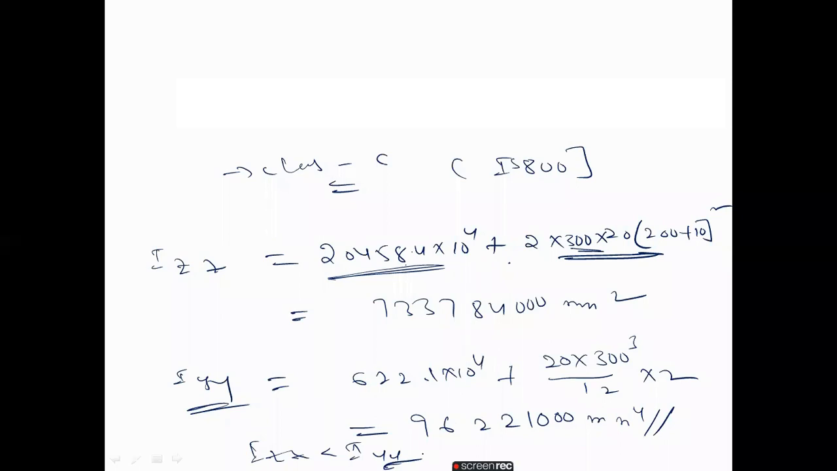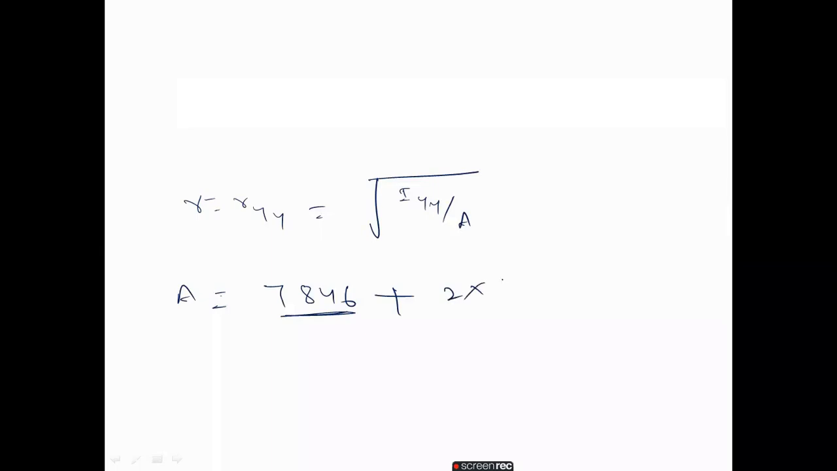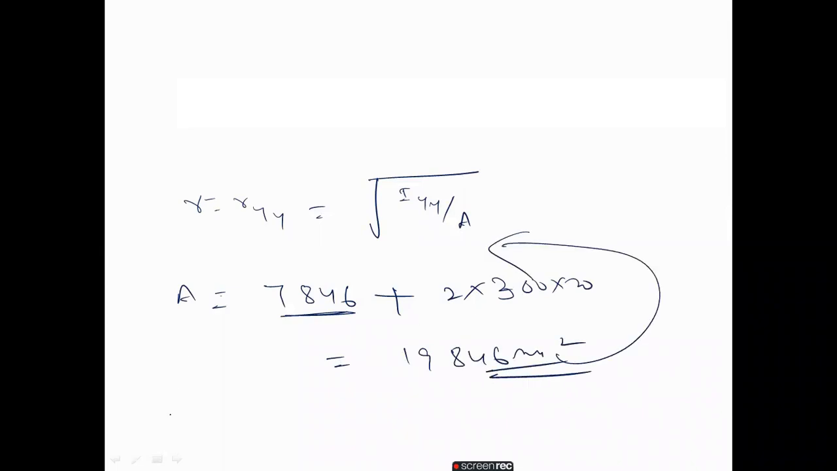Okay, so we are taking the buckling about y-axis to govern the design. So the R value we know already. The formula is IYY by area. So if you substitute, first you have to calculate the area. The area from the table for the section ISMB 400 we take 7846. So two flanges, 2 into 300 into 20. So you will get the area like this. Okay. Now substitute into this equation.